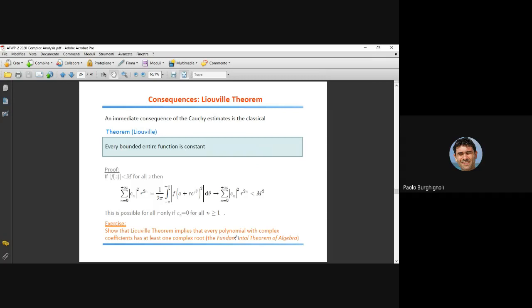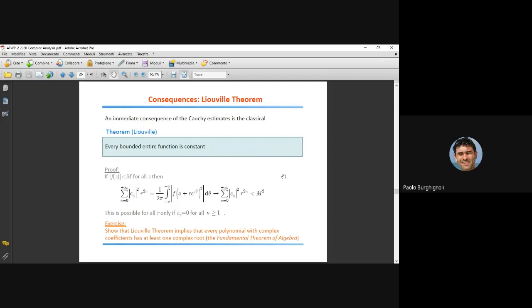And it's immediate to see this, because if you know that your function is bounded, that is, its absolute value is less than M for any complex number z, then from what we have said about the Parseval theorem, the sum of the squares of the absolute values of the Fourier series coefficients, which is equal to the integral we have said before, must be less than M squared. This is because we can use the boundedness of f in order to estimate the integral on the right-hand side. And this is possible for any radius r only if all those coefficients Cn are equal to 0 for all n larger than or equal to 1.